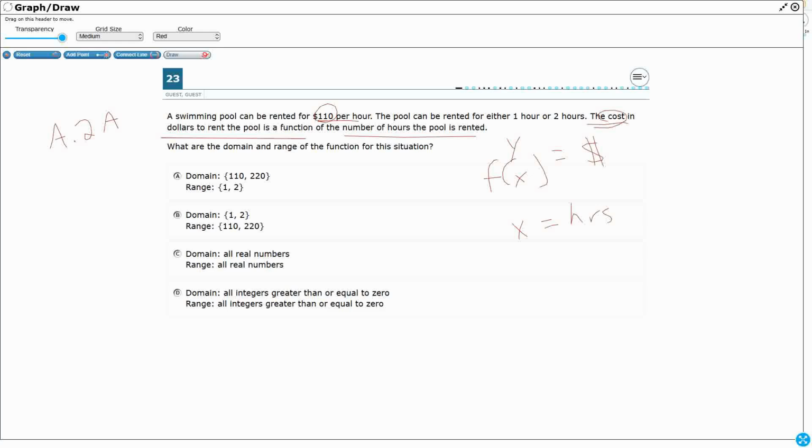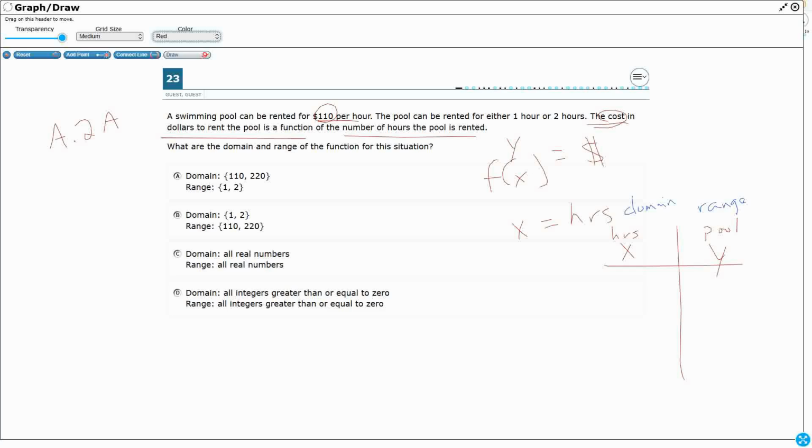Okay? So let's think about this. If the x is the hours, and if the y is the cost of the pool, we're also thinking of our x and y in terms of what we're going to need. Our domain is always the set of independent variable values, or x values, and our range is always our set of dependent variable values, or our y values. And sometimes it's continuous when we're looking at a traditional linear function.